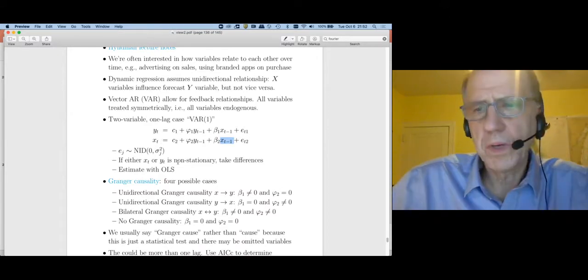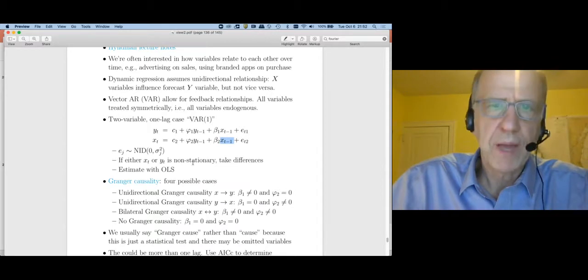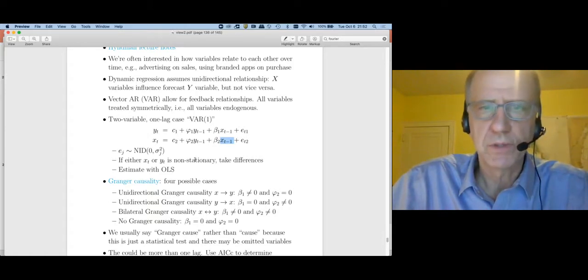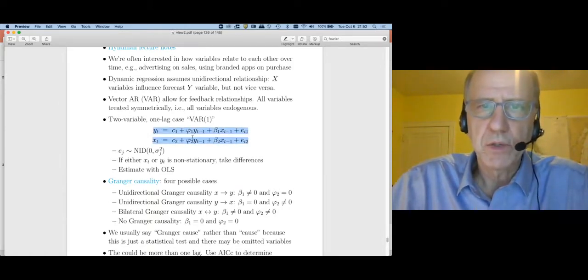In order to fit these VAR models, both x and y are going to have to be stationary. So if they're not stationary, we need to take differences. Then basically what we do is we estimate these two models with OLS.